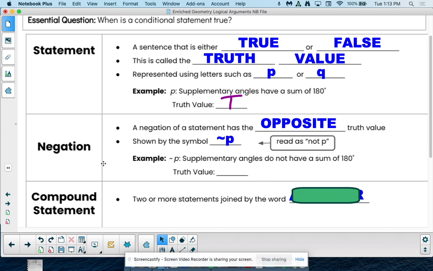Okay? Not P. So we're using the same statement that we had before, but we're going to make it the opposite. So we're going to say supplementary angles do not have a sum of 180 degrees. Okay, so is that true or false? It should be false, right? We just made it the opposite of this guy. It should be false, because we know supplementary angles add to what? 180. So if we say they don't add to 180, isn't that false? Should be. Okay.